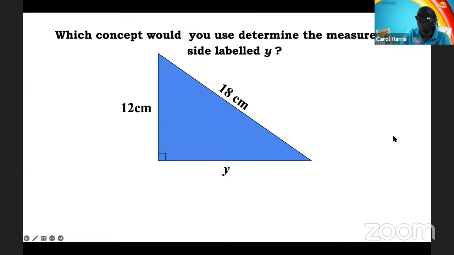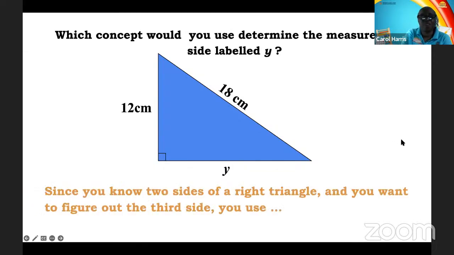I hear Pythagoras theorem, or the Pythagorean theorem, and I would agree. It is the Pythagorean theorem or Pythagoras theorem. Since you know two sides of a right triangle and you want to figure out the third side, dealing with lengths, I just use my Pythagoras theorem. Okay? I see the argument coming in now.